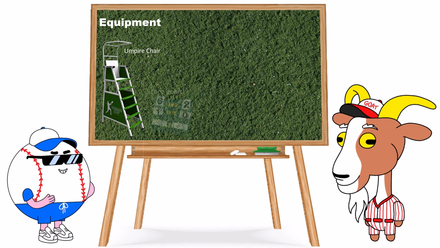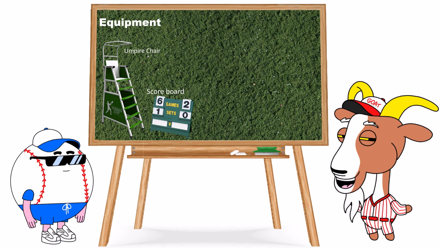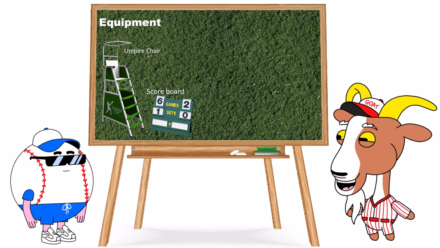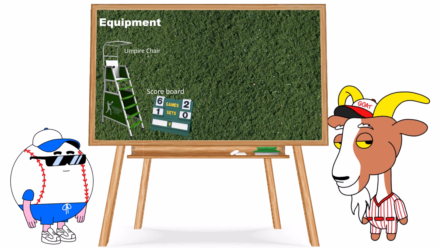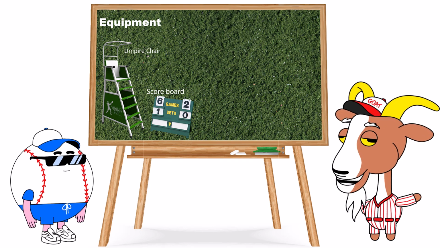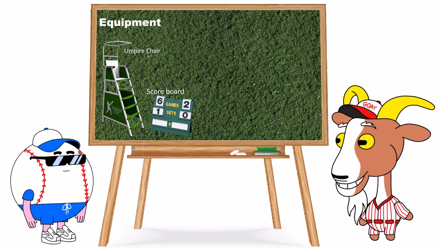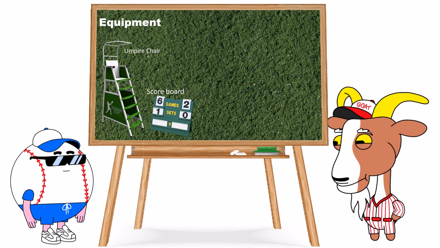Got it. And what about the scoreboard? The scoreboard is essential for displaying the match score, set scores, and sometimes even the game count. Some are digital and can update automatically, while others are manual and require someone to update the score. A good scoreboard is visible to both players and the audience, helping everyone keep track of the match progression.